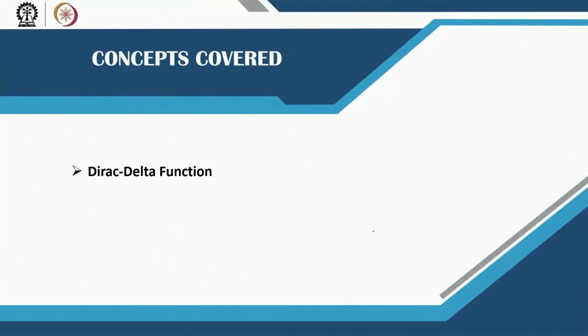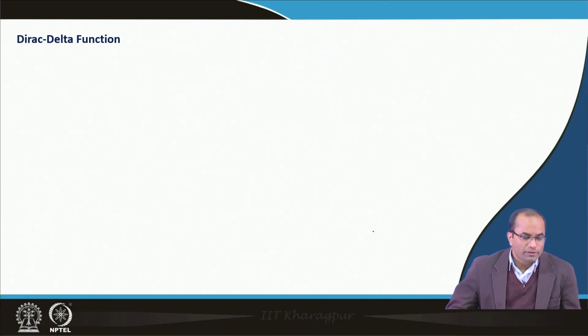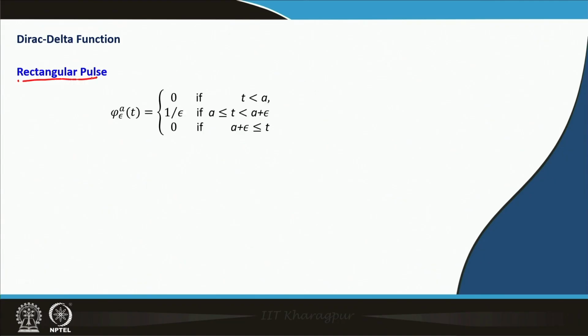So, in this lecture we will cover the Dirac delta function, or in particular the Laplace transform of the Dirac delta function, also the Bessel's functions and the Laguerre polynomials. So, coming to the Dirac delta function, we usually define it through this rectangular pulse. There are several ways we can define such a specialized or generalized function, here with the help of this rectangular pulse.